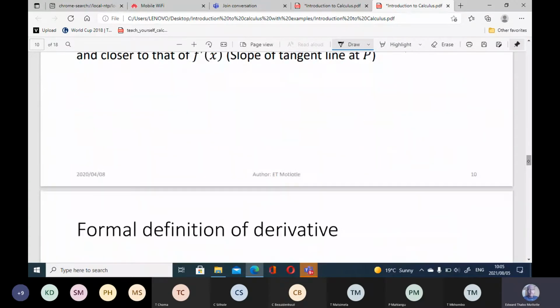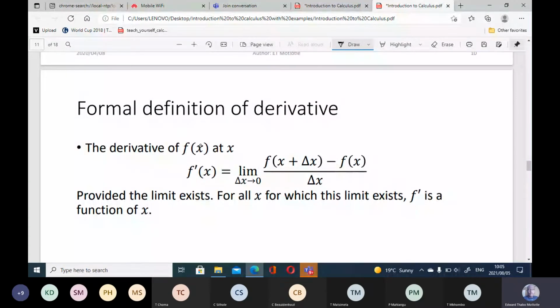So basically that's what they're explaining here. Now the formal definition. The derivative of f(x) at x is given by f prime of x equals the limit as delta x approaches 0 of f(x plus delta x) minus f(x) all over delta x, provided the limit exists. So there are times when the limit does not exist. For all x for which this limit exists, f prime of x is a function of x. Okay.